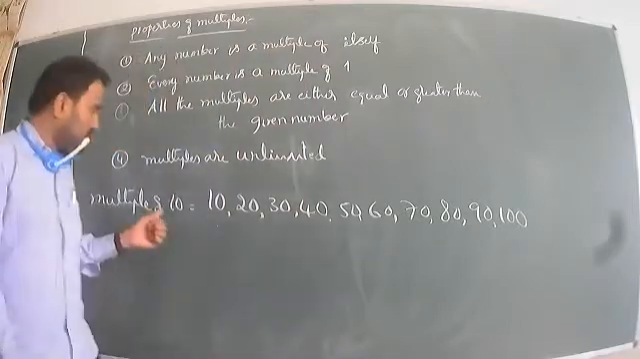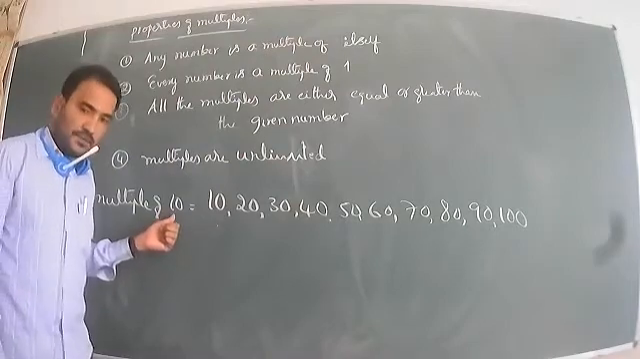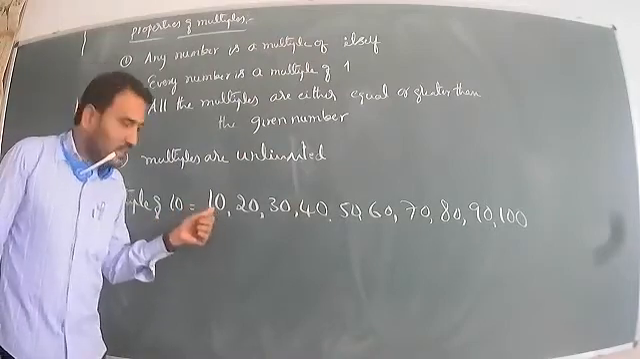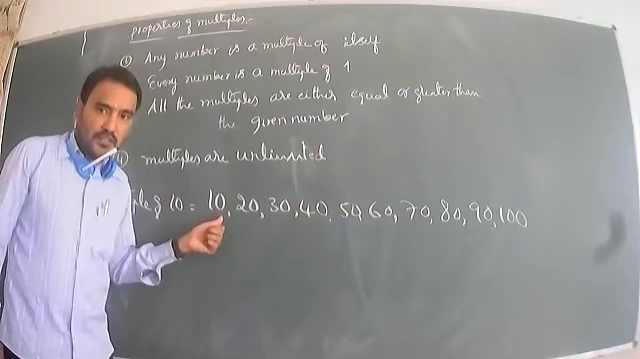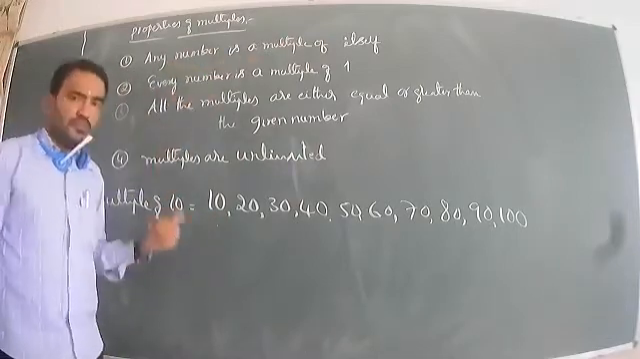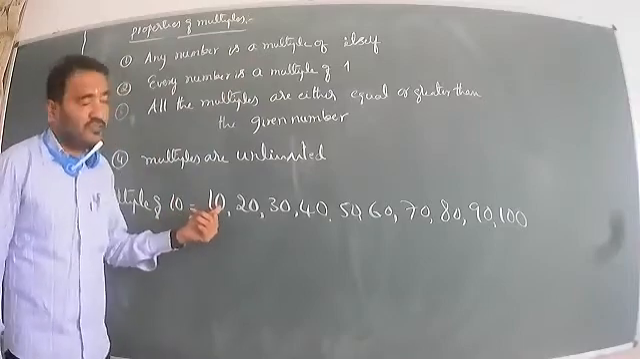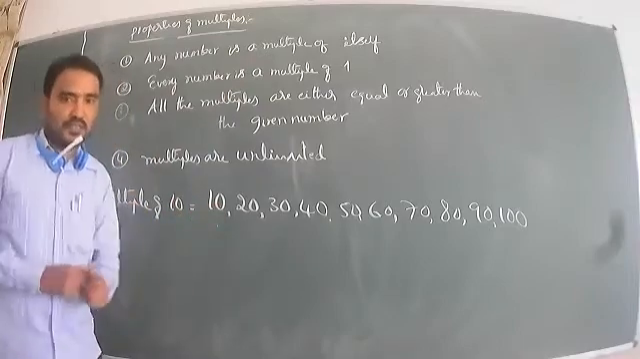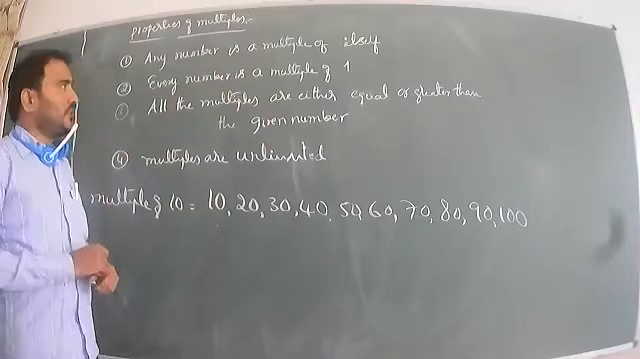Look at this, I have written one example. 10 1 the 10. 10 is a multiple of 10. Is it right? Yes. So any number is a multiple of itself. The same number is itself. So this is the first property.